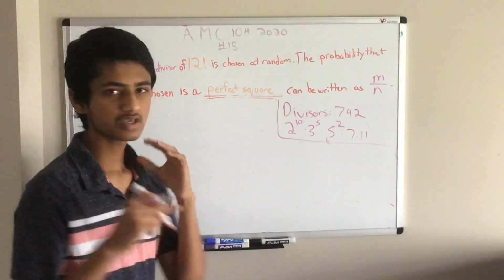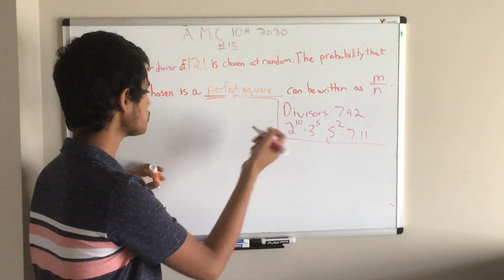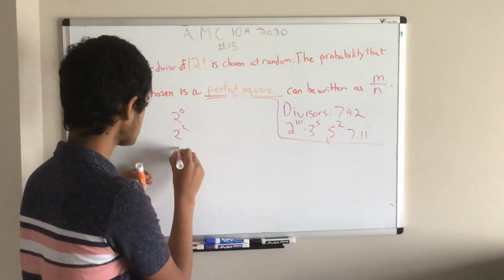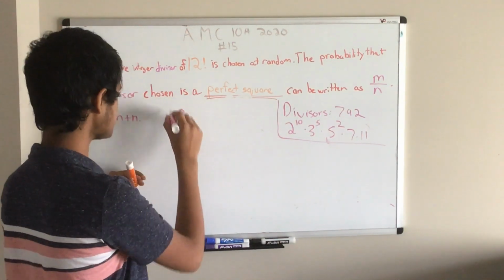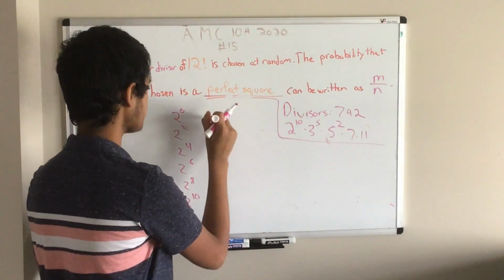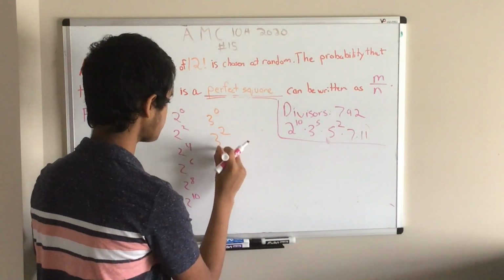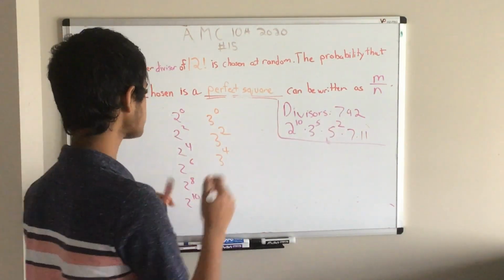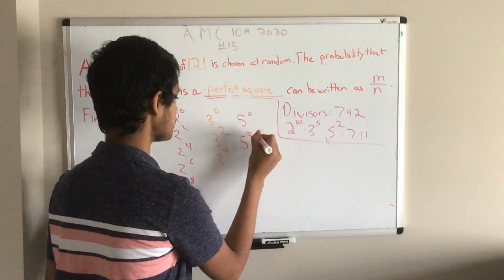Well, we're going to use some counting principles over here. So we realize that for choosing a power of 2, we have 6 options. We have 2 to the power of 0, 2 to the power of 2, 2 to the power of 4, 2 to the power of 6, 2 to the power of 8, and 2 to the power of 10. We have these 6 options over here. And for choosing a power of 3, we have the options of 3 to the power of 0, 3 to the power of 2, and 3 to the power of 4. And for choosing something from 5 squared, our options are 5 to the 0th and 5 squared.